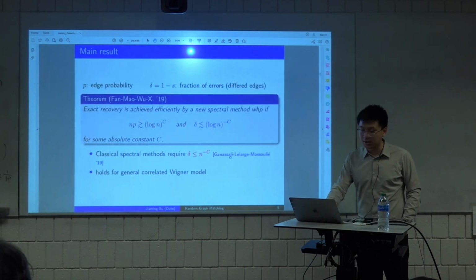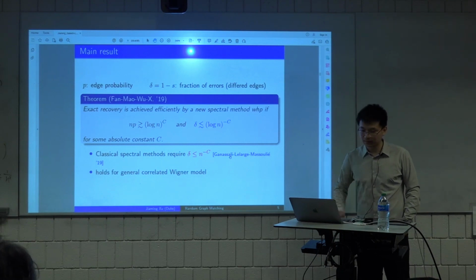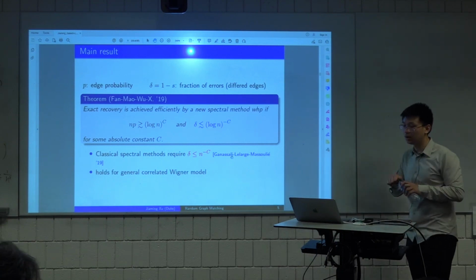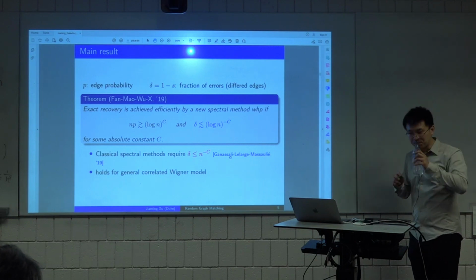Okay, I think that's the result I want to focus on. Any questions before I continue? Yes? In the statistical bound, you just care about np squared. Here you're looking at np and s separately. Yes.